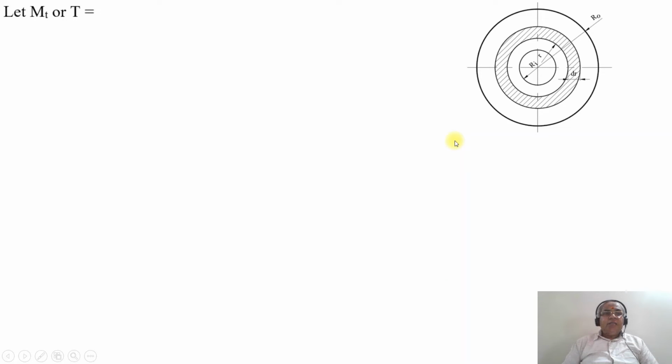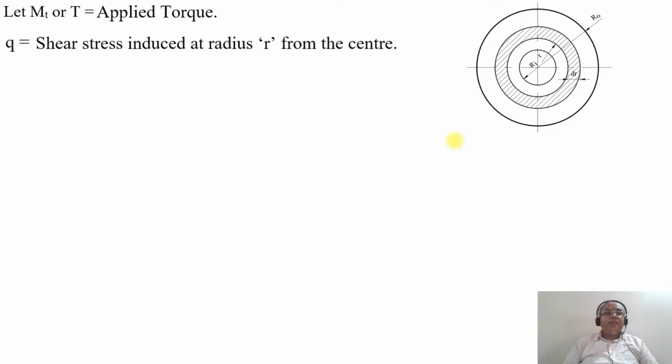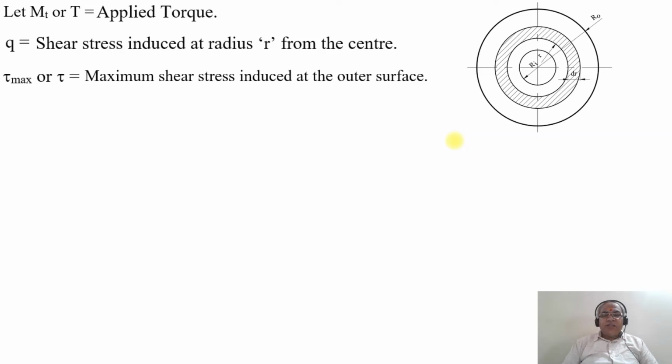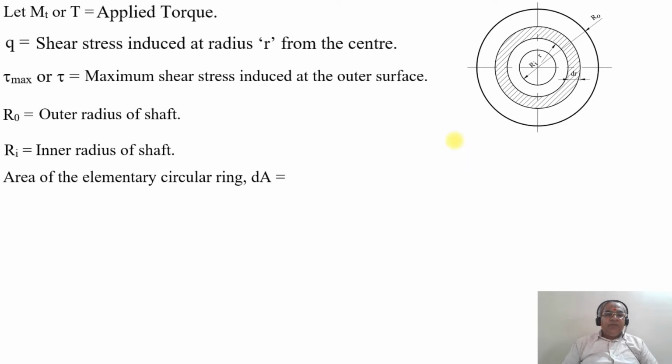So when you're considering that, what is torque? T is equal to the applied torque, and small q is the shear stress at the radius r from the center, and tau max or tau is the maximum shear stress at the outer surface of the hollow shaft, where R0 is the outer radius of the shaft and Ri is the inner radius of the shaft. Therefore, the area of the elementary circular ring will be equal to 2 pi r into dr.